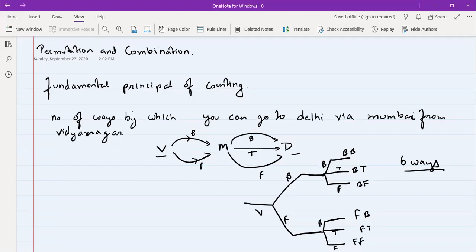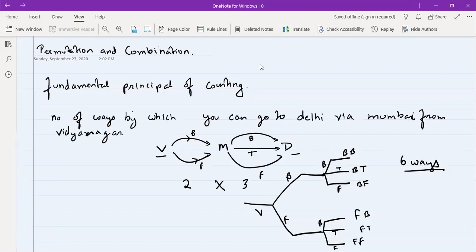Yes. So that's the thing. You have to open your mind for this chapter, permutation, combination. Do not think about formulas. See, this is the number of ways. No, this is 6 ways only: 1, 2, 3, 4, 5, 6. 6 ways. So you can see that we have 2 ways of this and 3 ways of this.